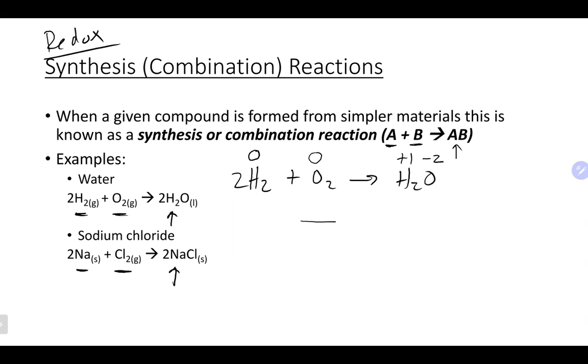When we look at what's really happening, if we look at the hydrogen, it starts at 0 and ends at +1. We do see that the hydrogen is going more positive, so it is going through oxidation. And if we look at the oxygen, it started at 0 and ends at -2, which means it's becoming more negative. So it's going through reduction.